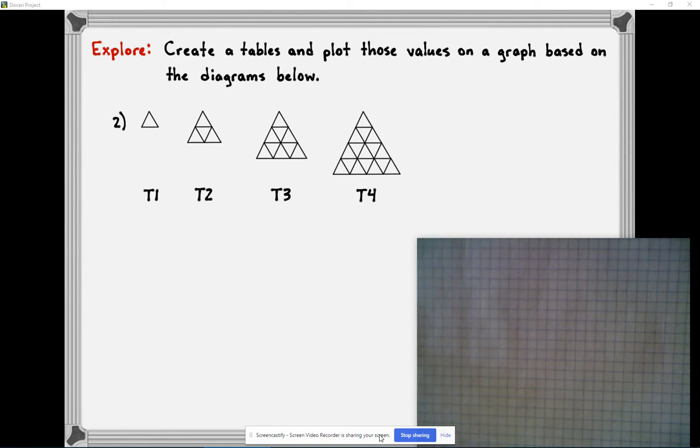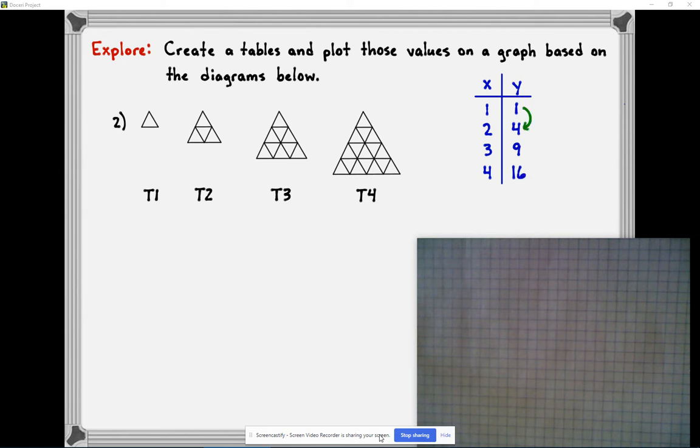But for now, let's go ahead and do this. If I create the table, we can see that we have 1 triangle in the first one. In the second one, we're going to count all the triangles. So we can see we have 1, 2, 3 and 4 there. Okay, so we have 4. We're counting all the triangles. In the next one, we've got 1, 2, 3, 4, 5, 6, 7, 8, and 9. And then in the last one, we have 16, and I'll let you guys count that just to make sure.